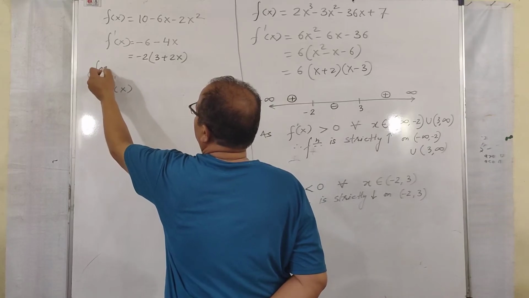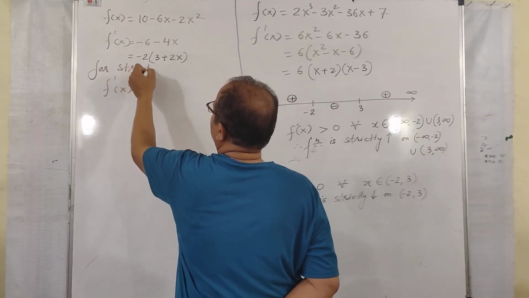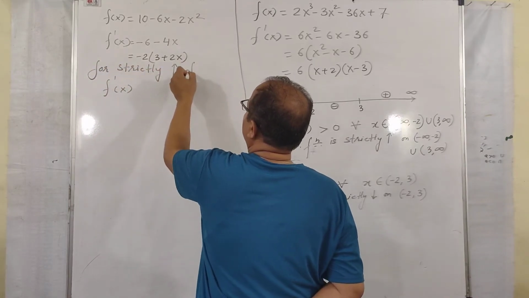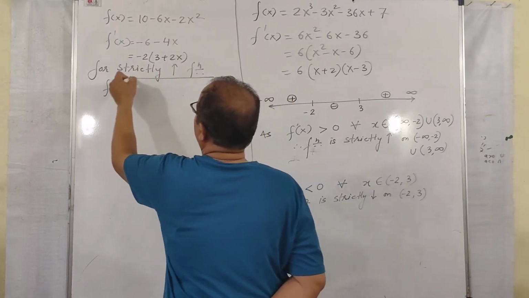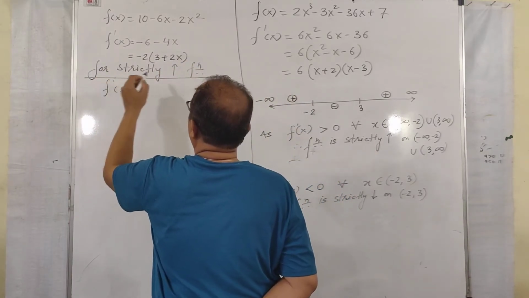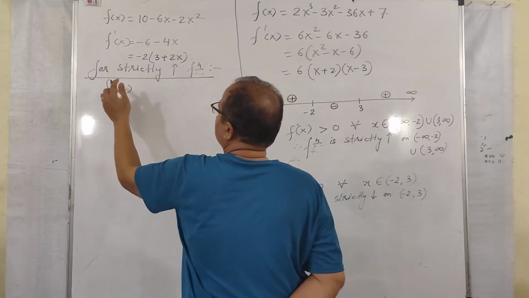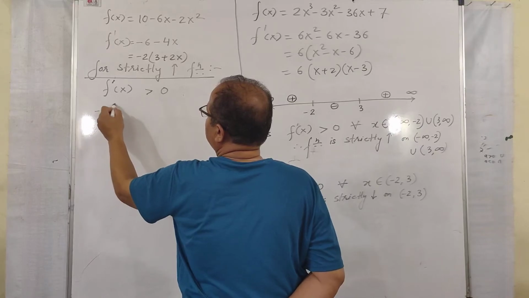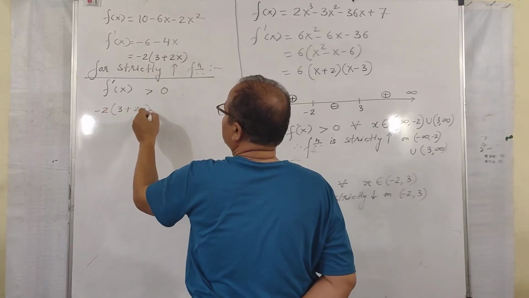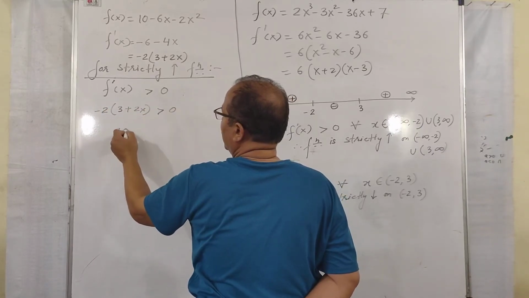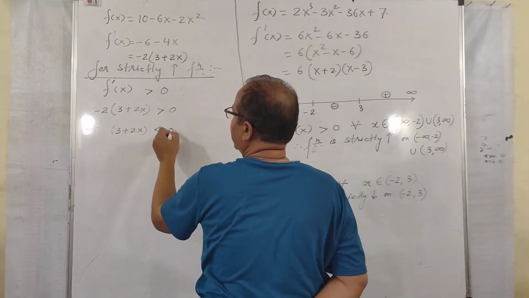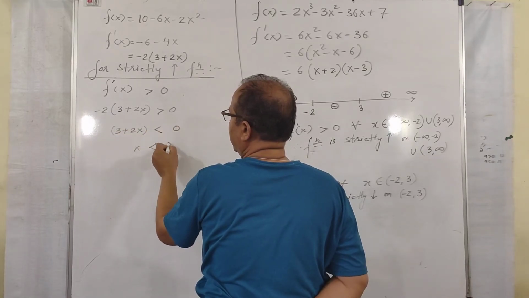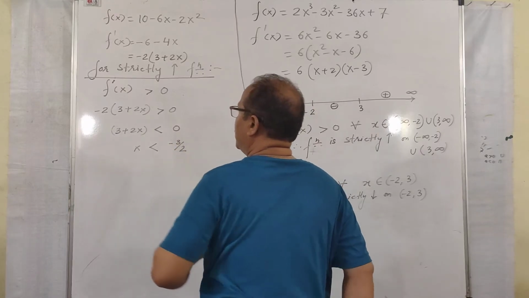for strictly increasing function, f dash x will be greater than 0. What is f dash x? Minus 2, 3 plus 2x will be greater than 0. So 3 plus 2x must be less than 0, or x must be less than minus 3 by 2.